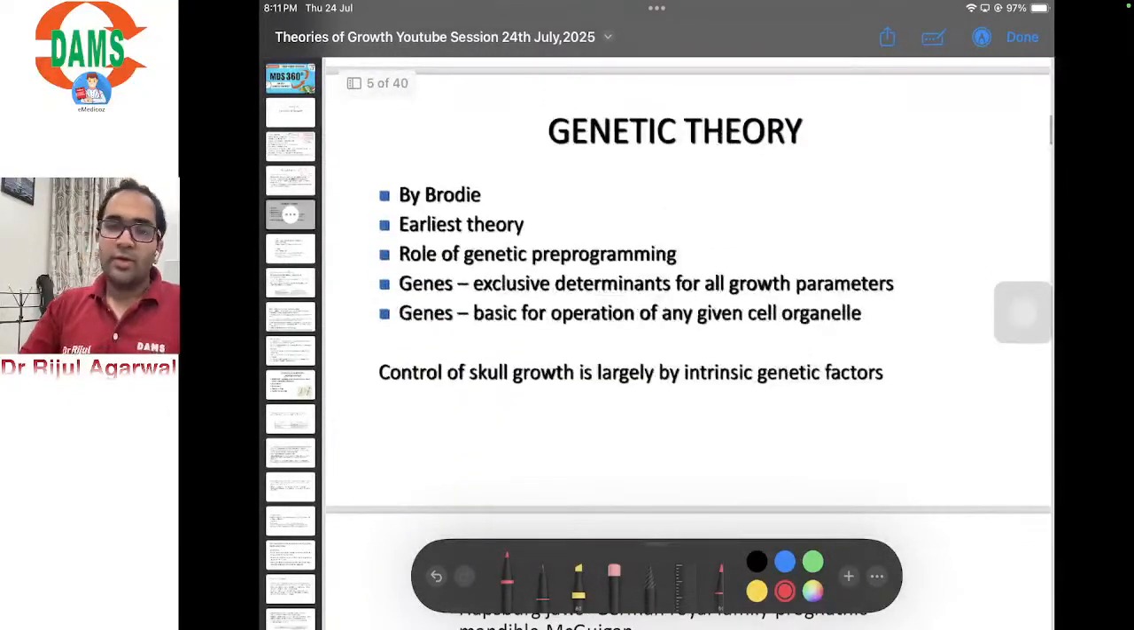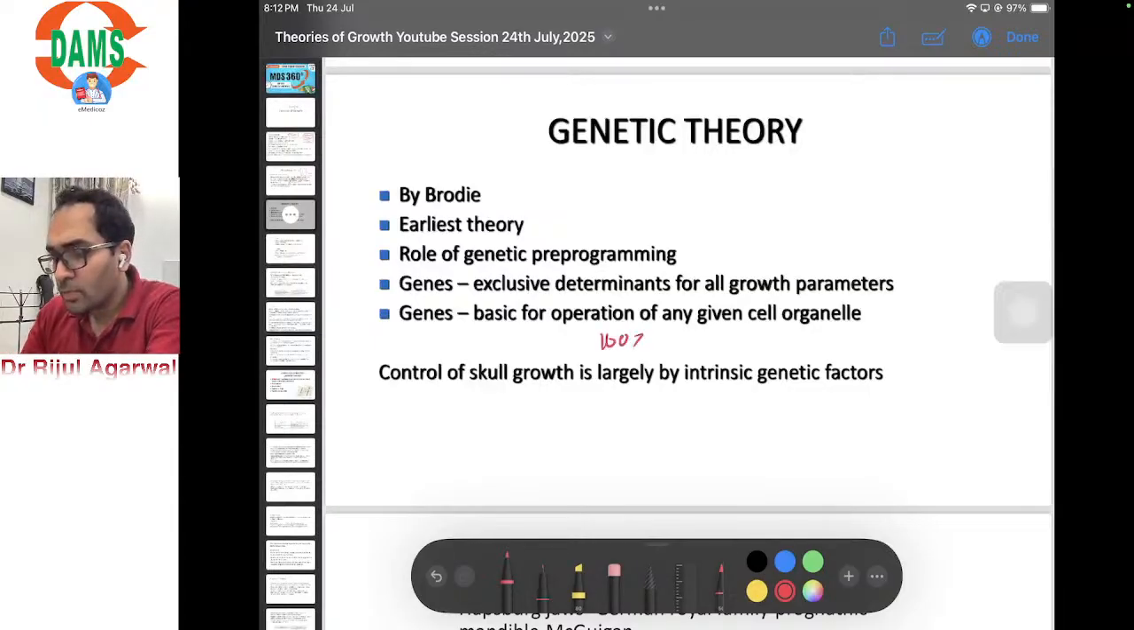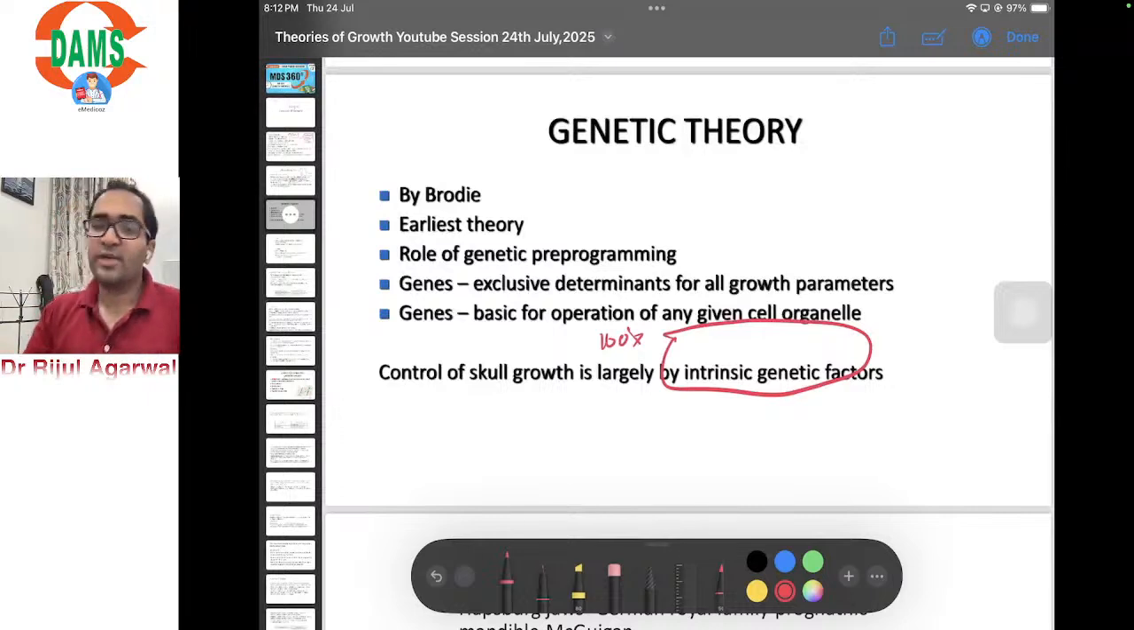Okay, next comes the genetic theory given by Brody. This was the earliest theory. It has the role of complete dependence on genetic reprogramming, that genes are the sole and exclusive determinant of growth, and the control and regulation of skull growth is largely, or you can say 100%, done by intrinsic genetic factors.